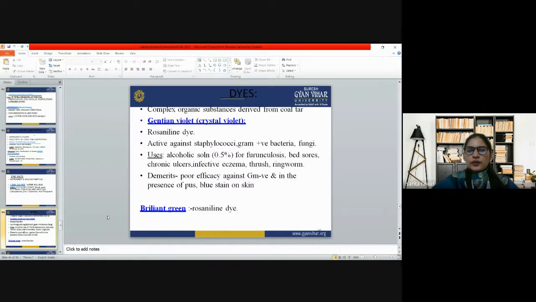Now the dyes. Dyes are complex organic substances derived from coal tar. For example, crystal violet or gentian violet. It is a rosaniline dye, active against streptococci, gram-positive bacteria and fungi. It is used as a 0.5% alcoholic solution for bed sores, chronic ulcers, eczema, thrush and ringworm infections. It is also used in dermatitis, has poor efficacy against gram-negative bacteria, and in the presence of pus, it causes blue stains of skin.